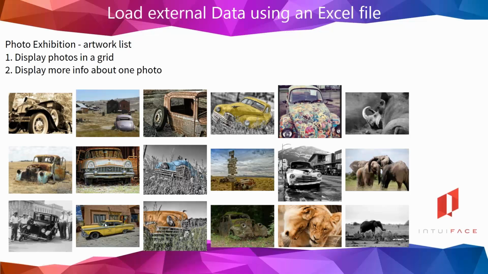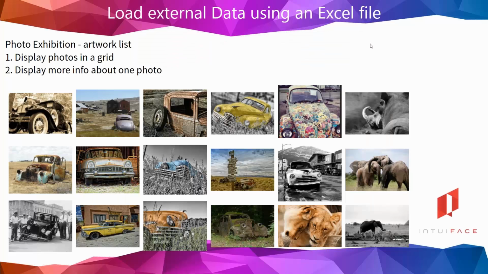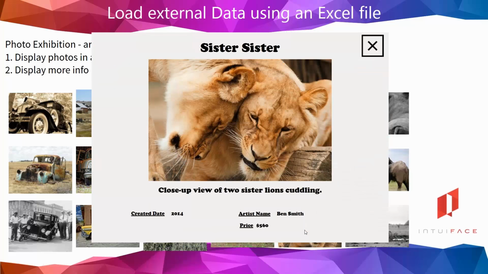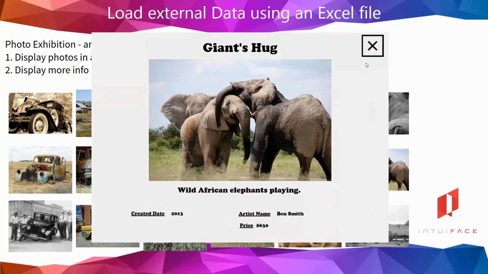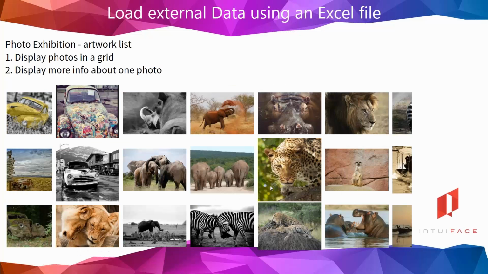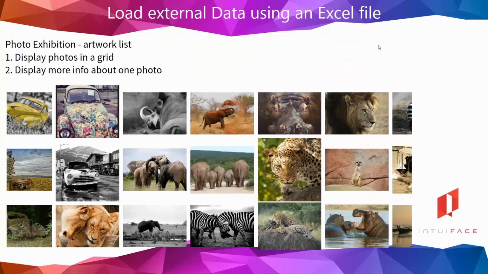So if I click here on the cab, I get a lemon taxi with the same picture I clicked on. Vintage lemon cab company taxi as a description, the creation date, the artist name, the price. I can close it and open another one. Every information is automatically updated. So one trigger, one action per target, and it works for every element of your list. If you add new items into the list in the Excel file, it will work for the new ones too. It's automatic.